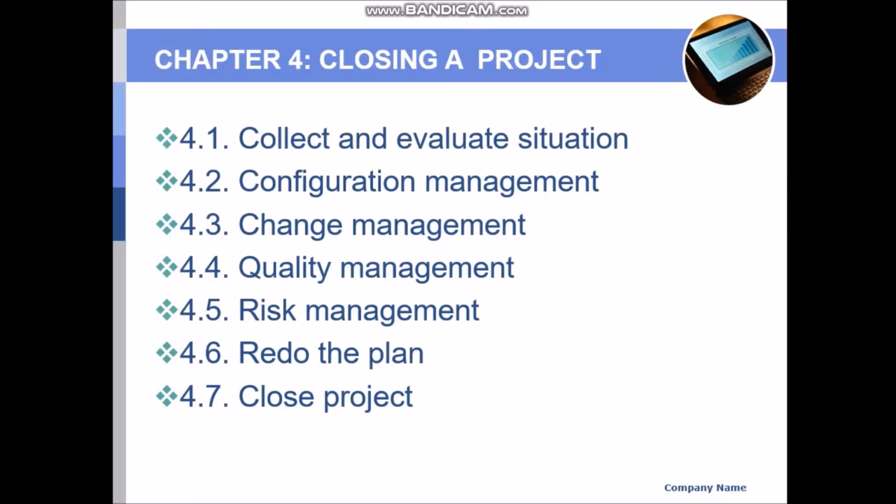Today we will talk about chapter 4, closing a project. We have 7 main parts. The first, collect and evaluate situation. The second, configuration management. The third, change management. The fourth, quality management. The fifth, risk management. The sixth, redo the plan. And finally, close the project.